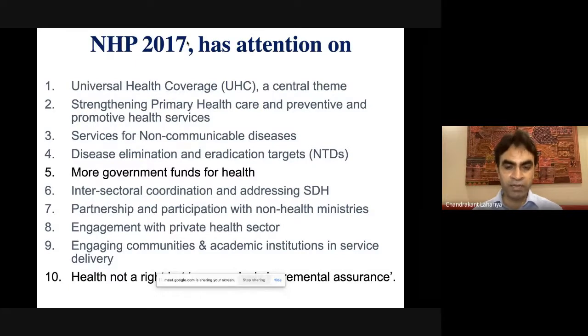There is another value: only 5% of the state budget is spent on health by state governments. So the National Health Policy says that state spending should also be increased from 5% of the budget to 8% of the budget. So there are that kind of proposals.